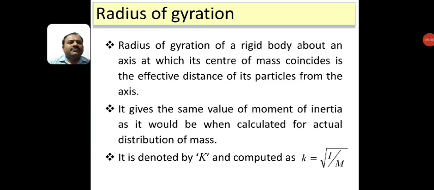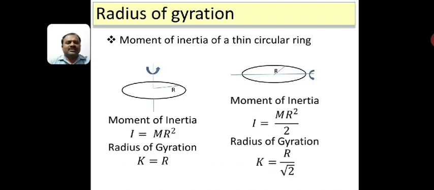The radius of gyration of a rigid body about an axis at which its center of mass coincides is the effective distance of its particles from the axis. It gives the same value of moment of inertia as it would be when calculated for the actual distribution of mass. In general, radius of gyration is denoted by k, and it is equal to square root of I by m, where I is moment of inertia and m is mass of the object.